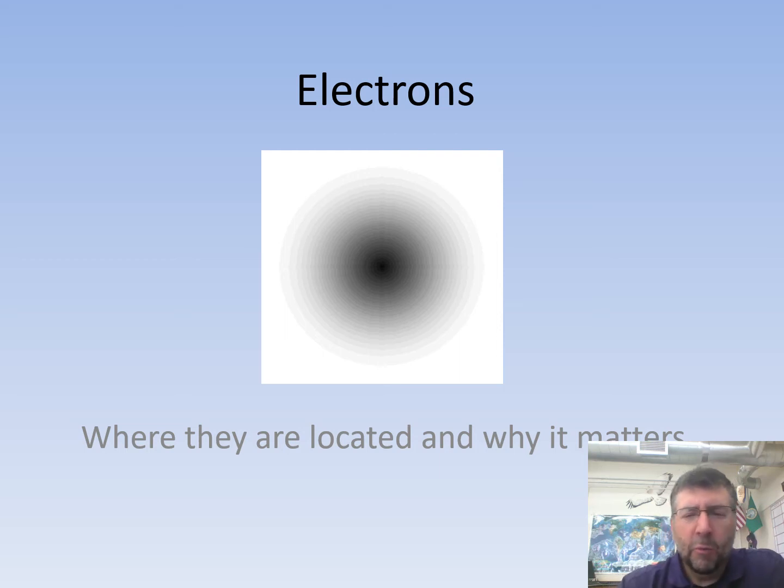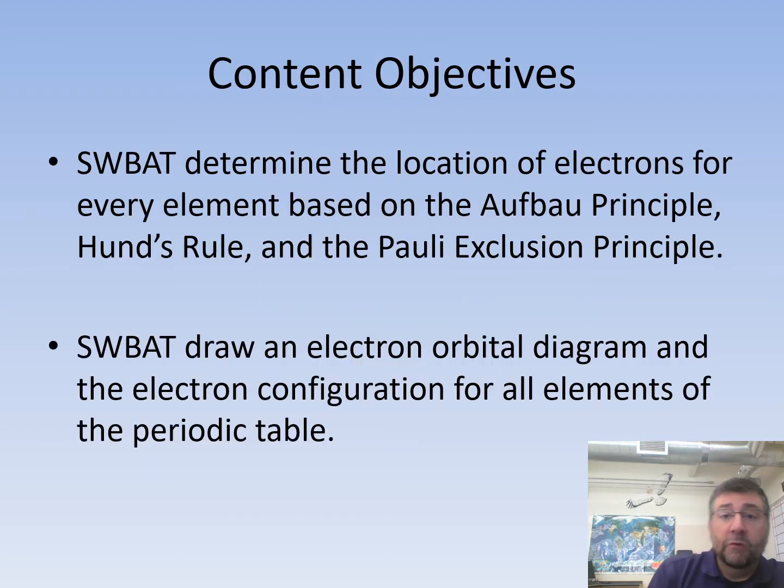All right, so let's look in a little more detail at the location of electrons, because the location that the electrons are in is very important to how elements behave. We're going to look at the location of electrons for every element based on three main ideas: the Aufbau principle, Hund's rule, and the Pauli exclusion principle. This is going to allow you to draw an electron orbital diagram and the electron configuration for all elements. So we'll define what all those terms mean.